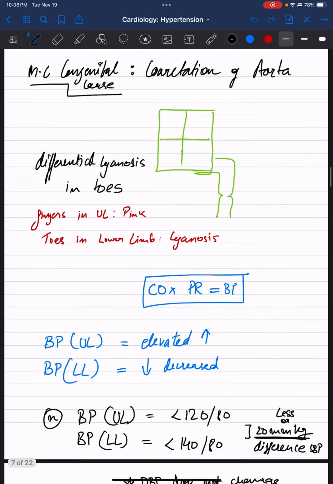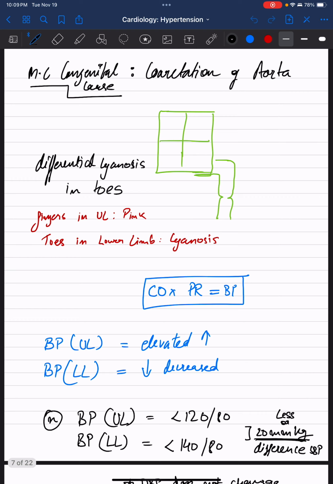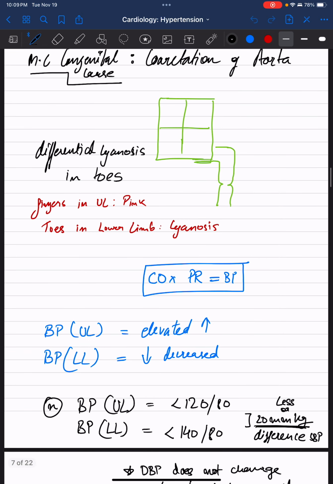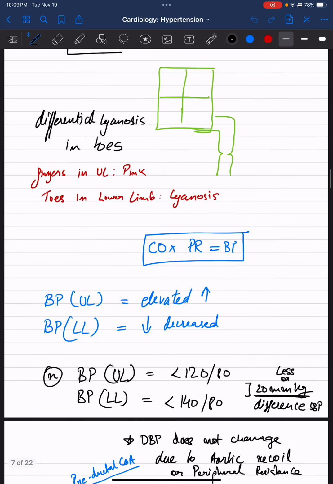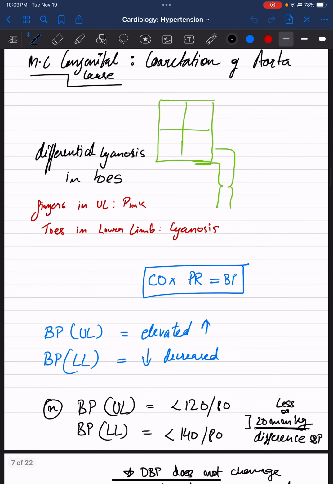And how will you know if coarctation of aorta is causing the hypertension? The differential finding you'll see will be cyanosis in the toes of the patient. The fingers of the patient in the upper limb or on the hand will be pink, but the toes in the lower limbs will have cyanosis, and that will be the differential feature which will let us know that it is due to coarctation of aorta.